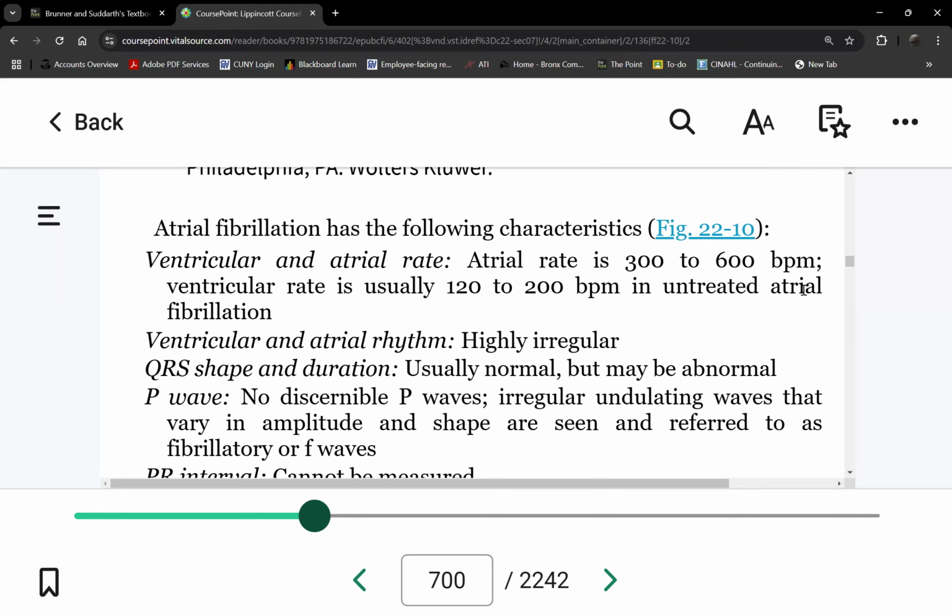Would that be disastrous? Yes, you will go into cardiac arrest for sure. So our goal for atrial fibrillation is twofold. So we will give the patient treatment for two things.